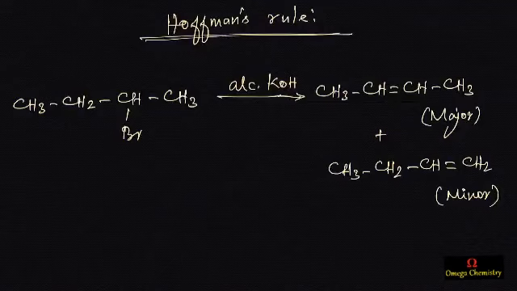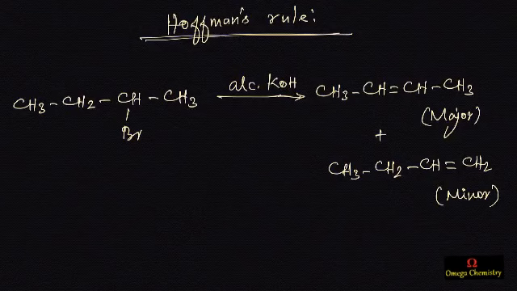In this session we are going to learn about Hoffman's rule or Hoffman's product. It is all about dehydrohalogenation, elimination reactions. Now here I have taken 2-bromobutane, and it is going to be treated with alcoholic KOH. So elimination reaction is what we can expect.